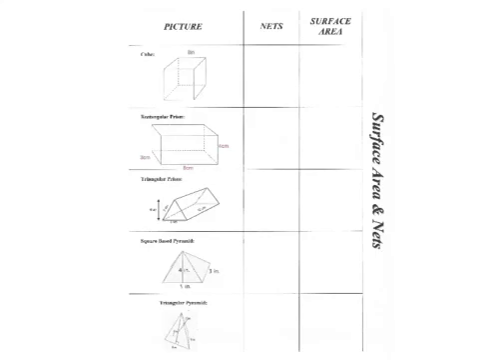For homework tonight, I would like for you to complete the surface area and nets foldable. Again, here are the 5 solids that we've talked about. I would like for you to create a net for each one and then calculate the surface area. So make sure you do this for homework.